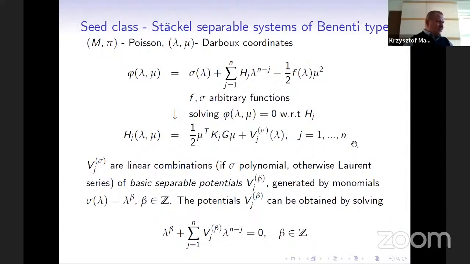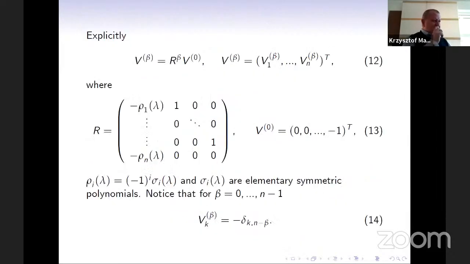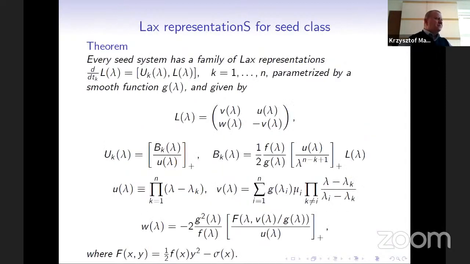Anyway, you get n Hamiltonians in involution, separable in coordinates lambda, mu, separable in the sense of Hamilton-Jacobi theory. And this object here is what we call basic separable potentials that can be easily obtained in lambda coordinates by a simple recursion, which is here. So there is a way of producing these separable potentials. These are polynomials for positive beta and rational functions, quite complicated actually, for negative beta. So this is the world in which we now work.